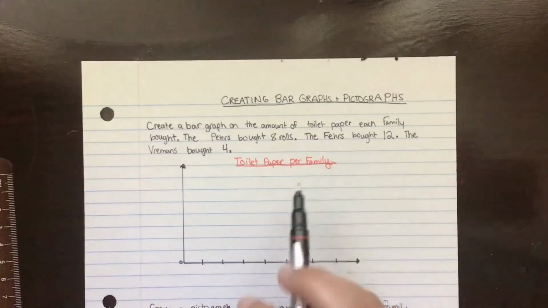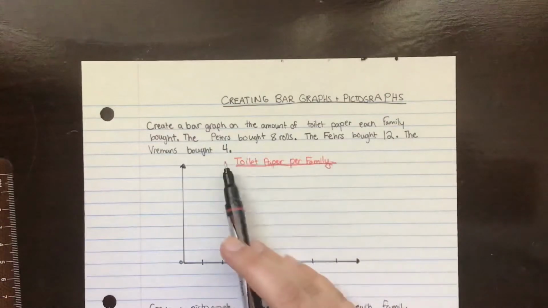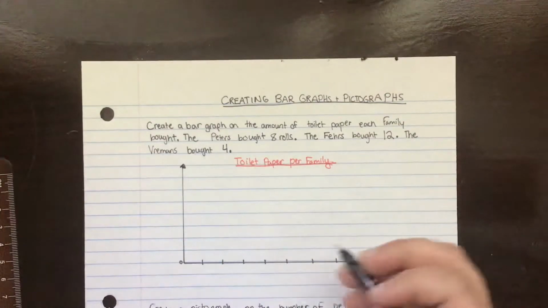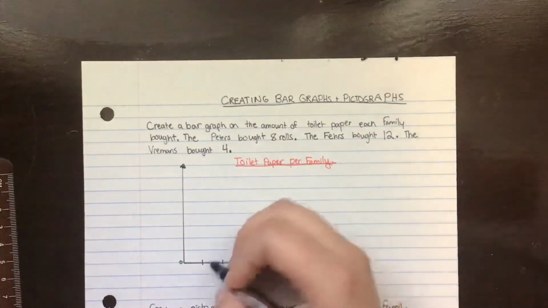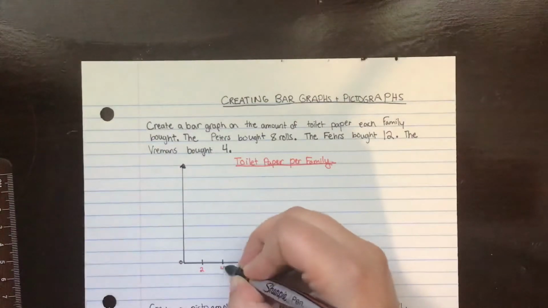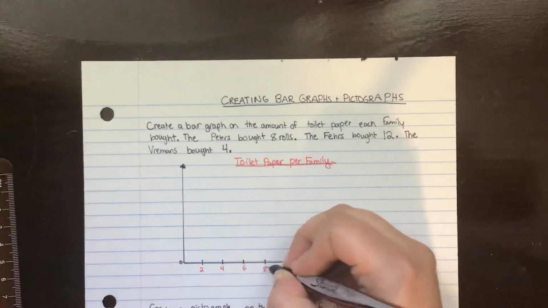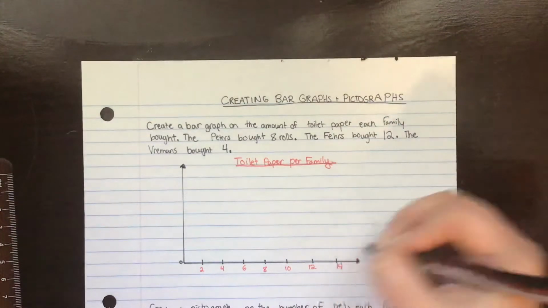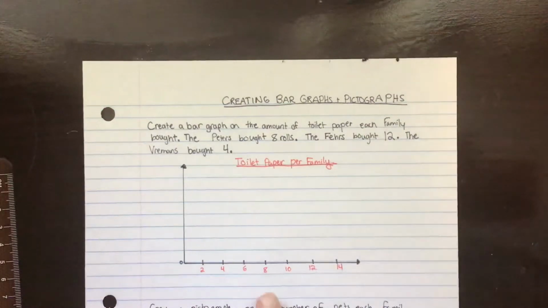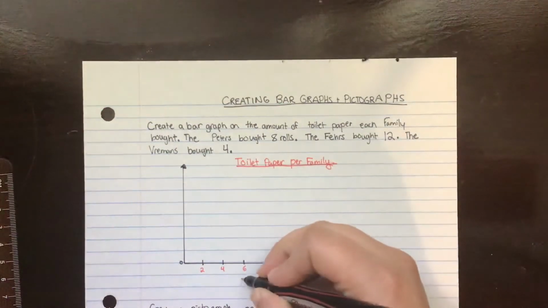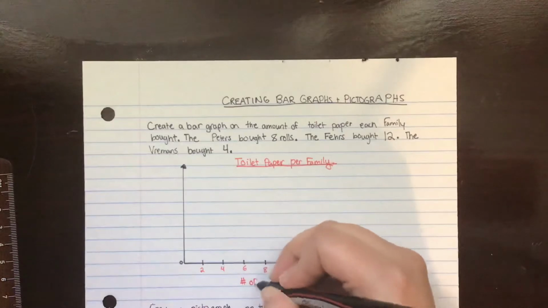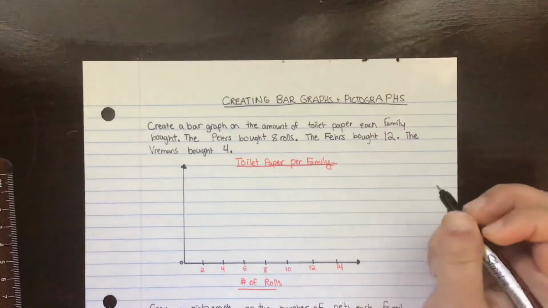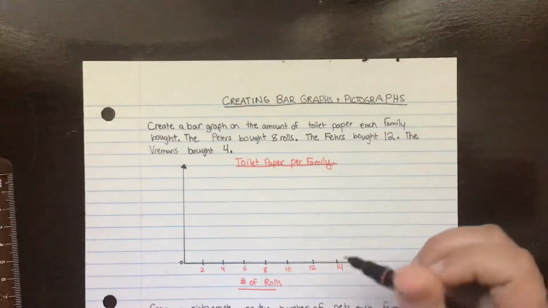We want toilet paper. We have 8, we have 12, we have 4, because those are pretty big numbers. I might want to go every other line so that I can fit all of those in. So let's go 2, 4, 6, 8, 10, 12, 14, so on. And then I'm also going to label this with number of rolls. I usually like to underline my titles and my labels so that they stand out.